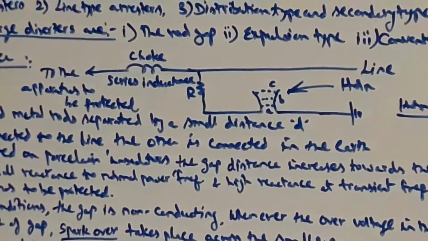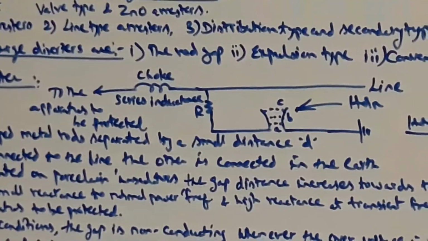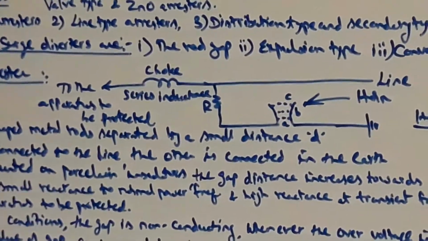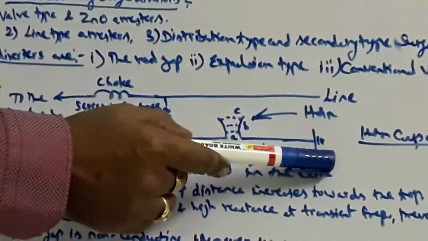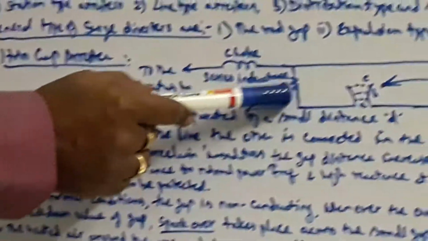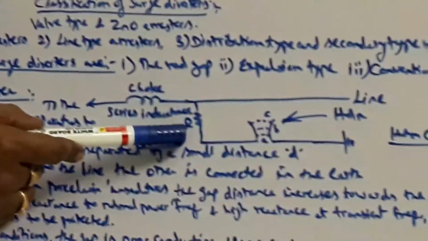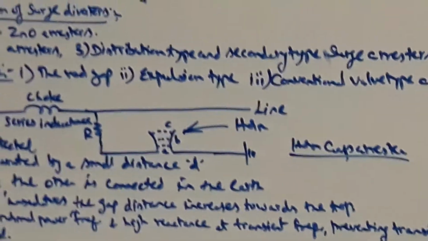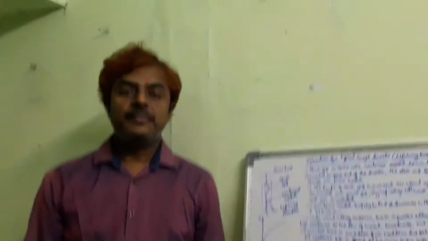Now the excess charge on the line travels via the arrestor onto the ground or to the earth. Like this, the horn gap arrestor will protect the overhead transmission line against lightning. With this, we have concluded the horn gap arrestor concept also. Thank you.